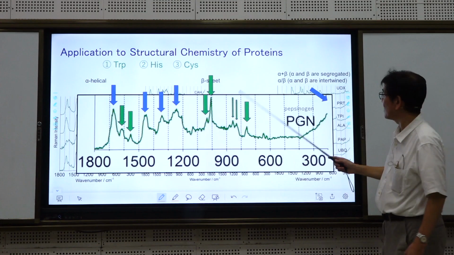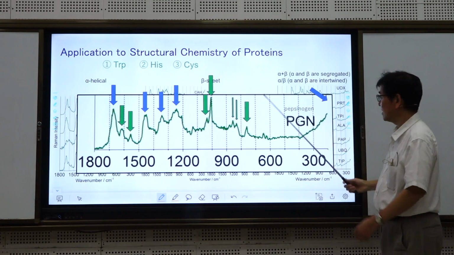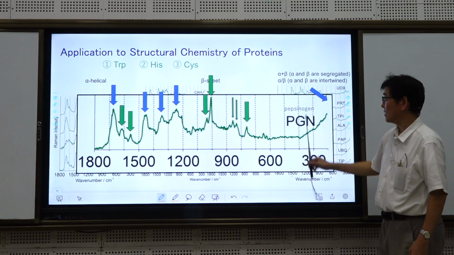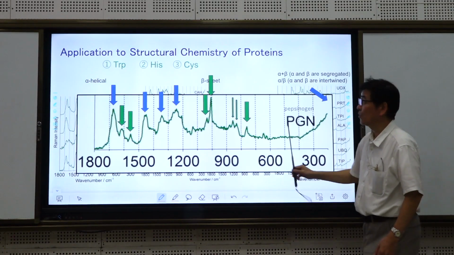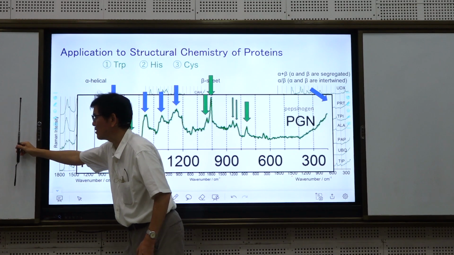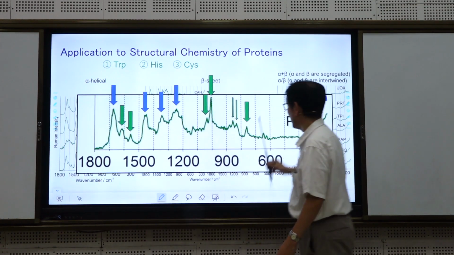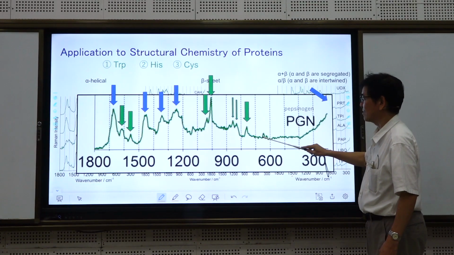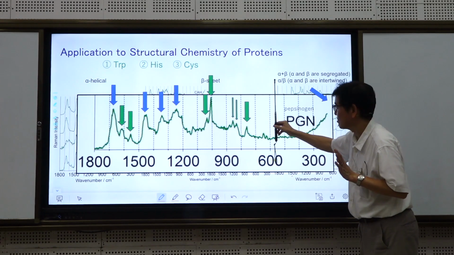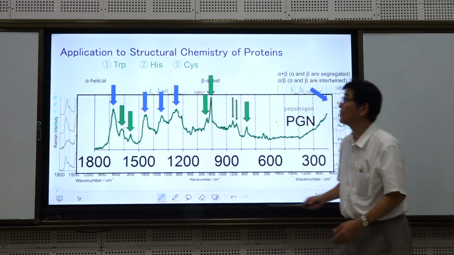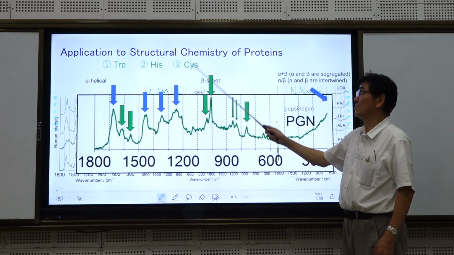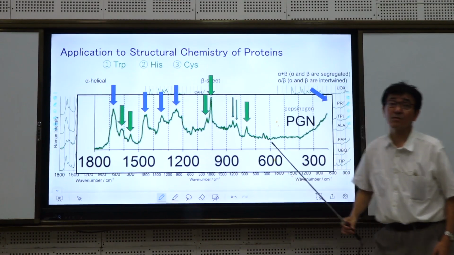One more peak is cysteine. Cysteine gives a peak at 500 wave number when it forms an SS bond, or an SH bond gives a peak at 2500 wave number. And in this region, there is no competing band, so it's relatively easier to detect the band of cysteine. So sometimes Raman spectroscopy is used to discuss the cysteine side chain structure.